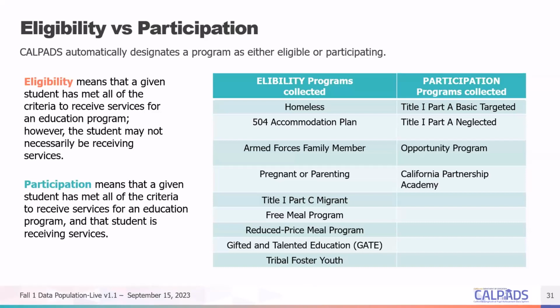The eligibility programs listed on the left-hand column of the table on this slide include homeless, 504, armed forces, pregnant or parenting, Title I Part C, GATE, and tribal foster youth programs. The participation programs on the right-hand side of the table include Title I Part A, the Opportunity Program, and the California Partnership Academy. In general, participation program data will show up on end-of-year reports, but some of the data does make its way into Fall 1 reports, such as Title I Part A.